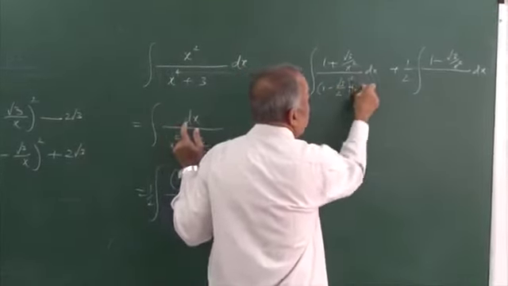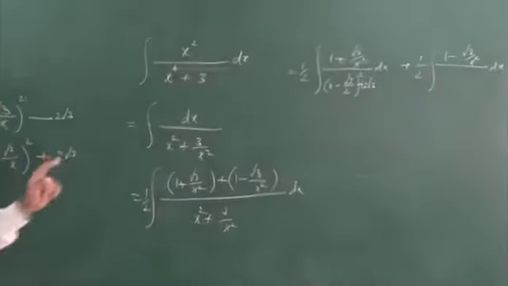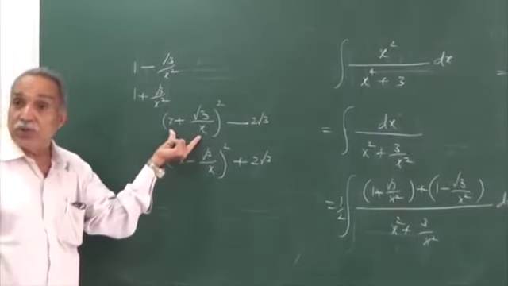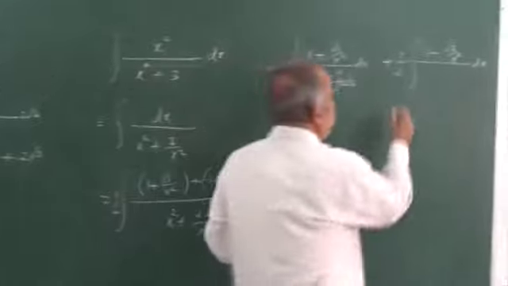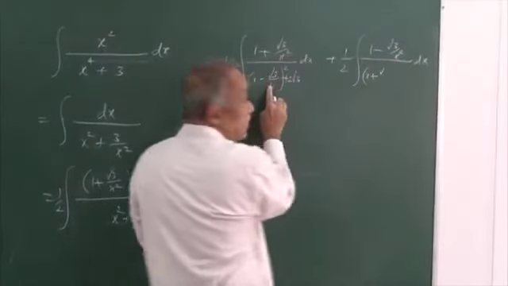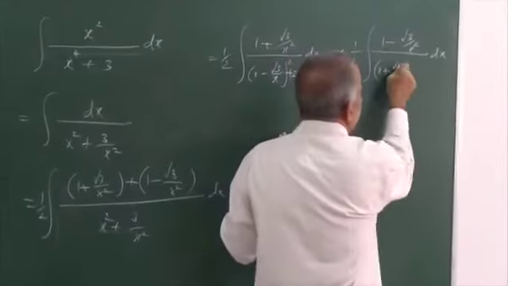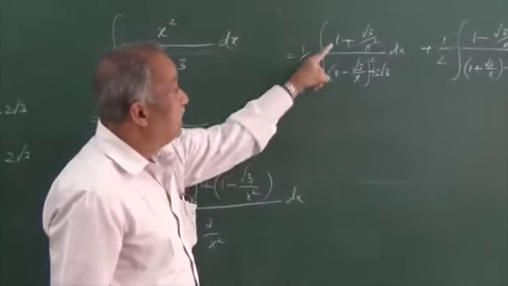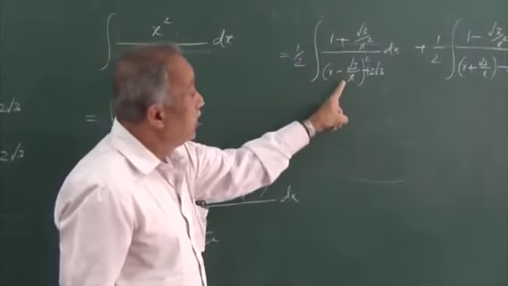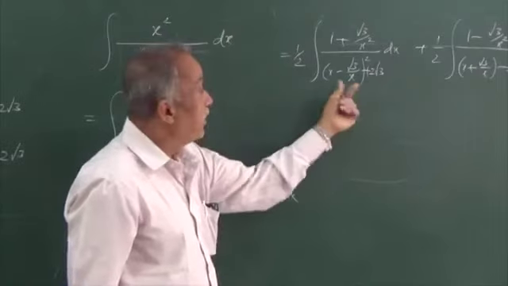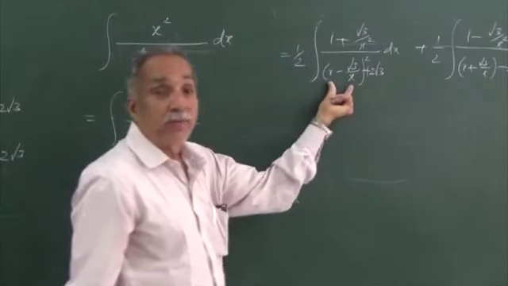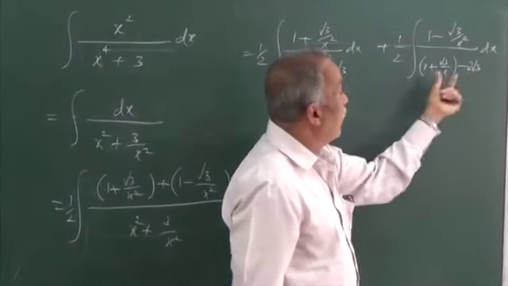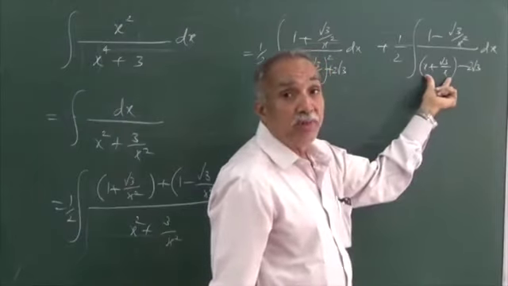I will write the denominator as x minus root 3 by x whole square plus 2 root 3. In the second case, because the numerator 1 minus root 3 by x square is the derivative of x plus root 3 by x, I will write the denominator as x plus root 3 by x whole square minus 2 root 3. Now, this is dt by t square plus a square, where t equals x minus root 3 by x. This is dy by y square minus a square, where y is x plus root 3 by x.